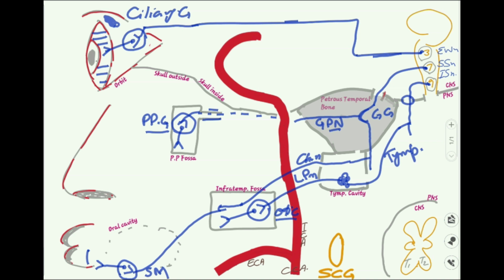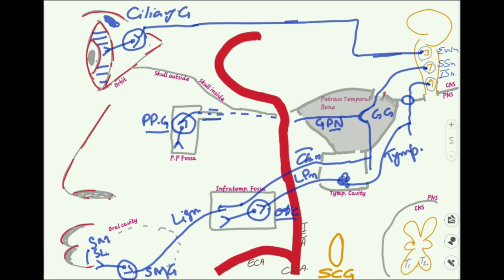Seventh nerve, when it will be in the facial canal behind the middle ear, will give the chorda tympani nerve. Chorda tympani nerve will join the lingual nerve in the infratemporal fossa. Lingual nerve will reach the oral cavity, will synapse. Here it will synapse with the postganglionic neuron. We will have a submandibular ganglia and the target will be the submandibular gland and the sublingual gland.